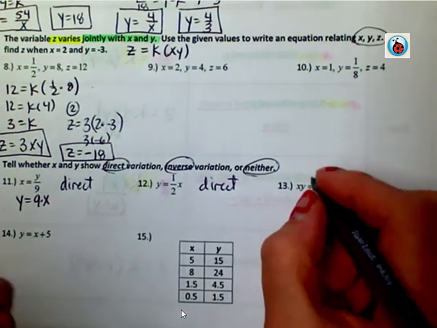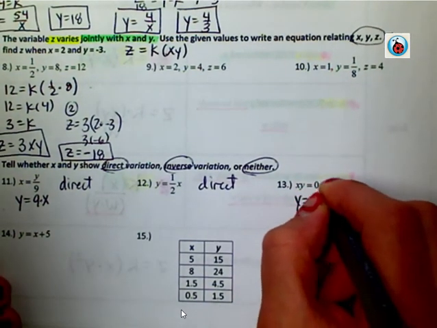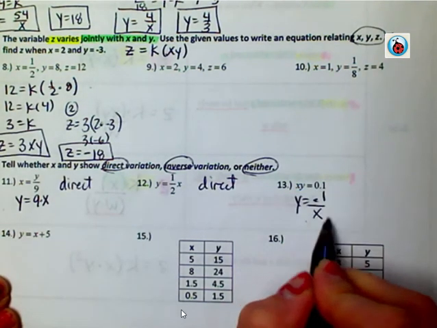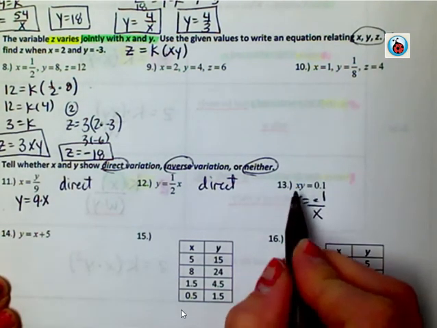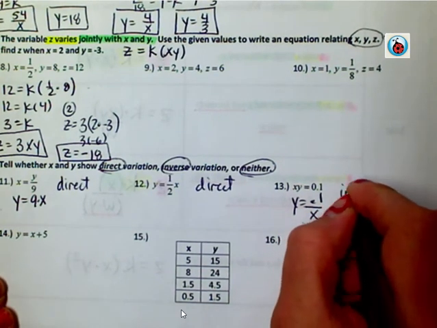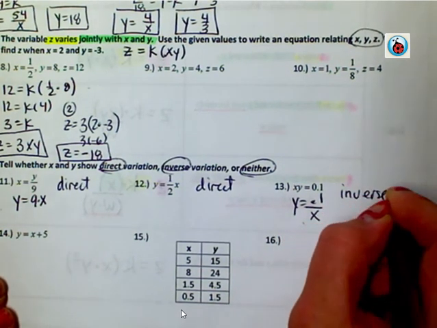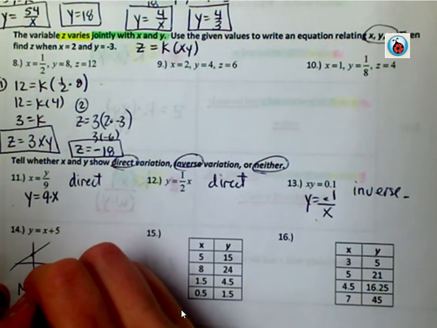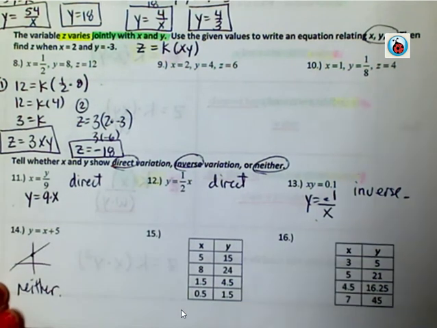Okay, so I'm going to try to put this in y equals format. I notice that the x is inverse because it's divided. Here, this line does not go through the origin, so this is neither. Ooh, table of values.